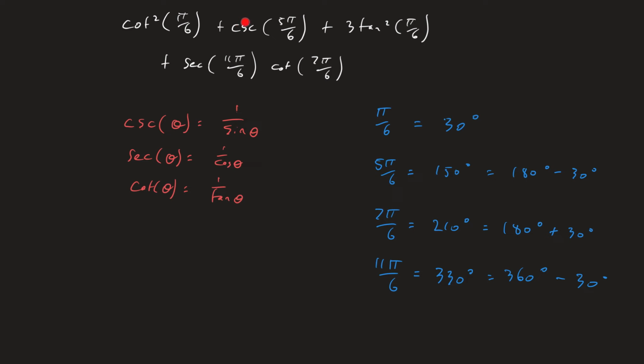Today's question is to evaluate this trigonometric expression. To start off with, we need to recall what cot, cosec, sec and cot are. Hopefully we know what tan is. Cosec theta is 1 on sine theta, sec theta is 1 on cos theta, cot theta equals 1 on tan theta.